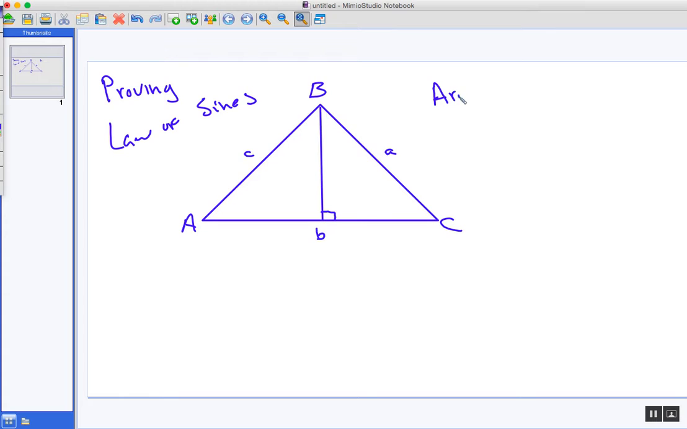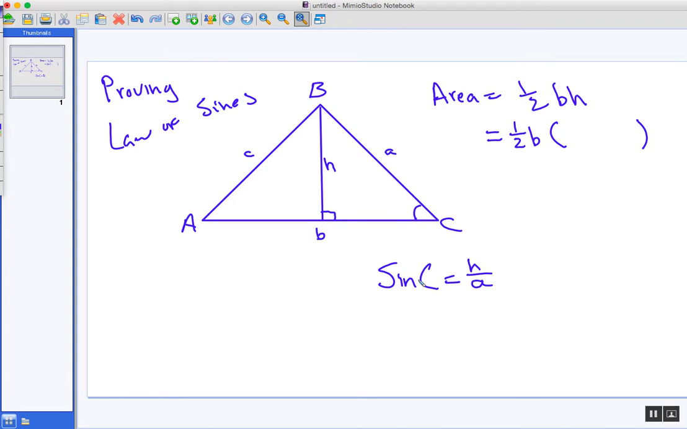We know that the formula for the area of a triangle is equal to 1/2 base times height. In this case, we have a base of b, so we're off to a good start: 1/2 b. But we're going to express our height using a sine ratio instead of using h. Going back to our right triangle trig, we know that sine of an angle is equal to opposite over hypotenuse. So sine of C is equal to h over a.